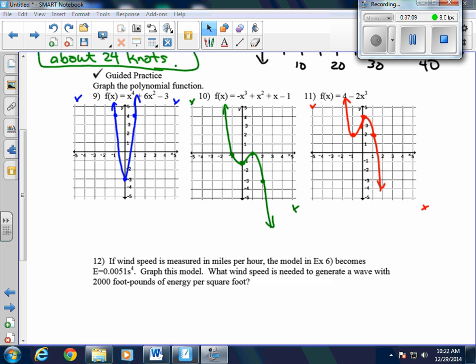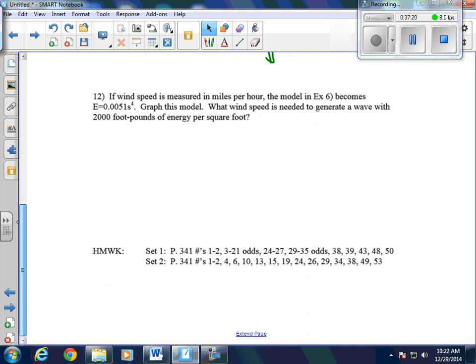Okay, so again, this section is on evaluating polynomial functions and then graphing polynomial functions. So those are the two things that we're looking at, and here is your homework assignment, set 1 or set 2 for section 5.2, which is on evaluating and graphing polynomial functions.